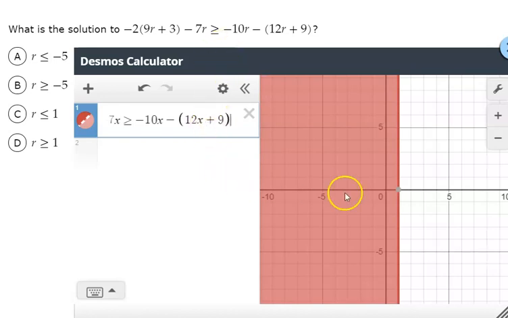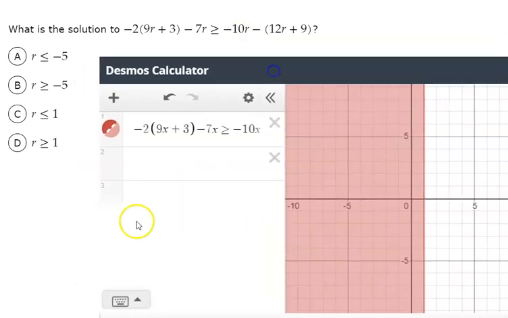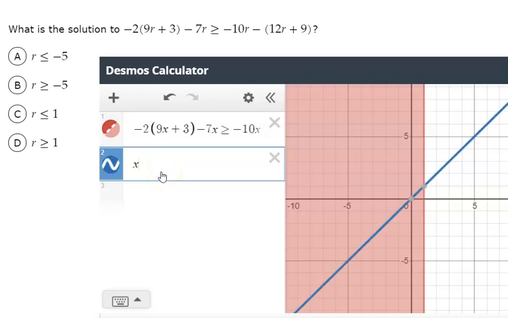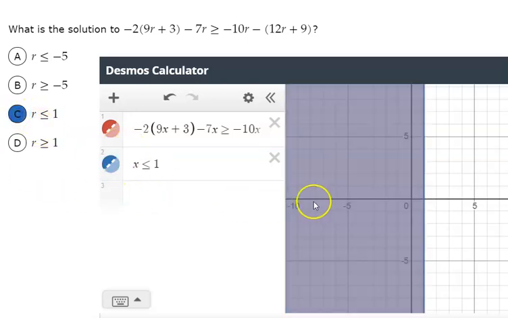All right, so here's my original problem. You may notice that there's a solid line. That's important, and that there's shading to the left of 1. So as we type our answer choices, that's what we're looking for, is something that will produce the shading to the left of 1. So the first one has a negative 5, and the second one has a negative 5, so it must be C or D. So let's try typing x is less than or equal to 1, and that was the correct answer. So that would be your C. So choose that answer.